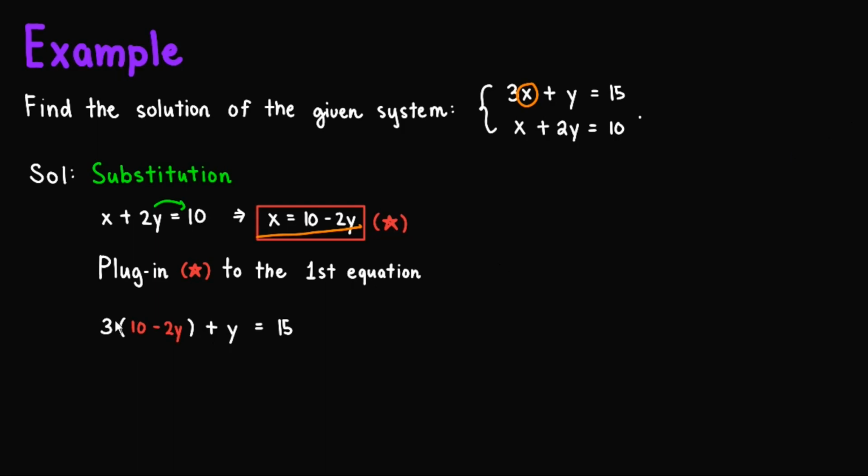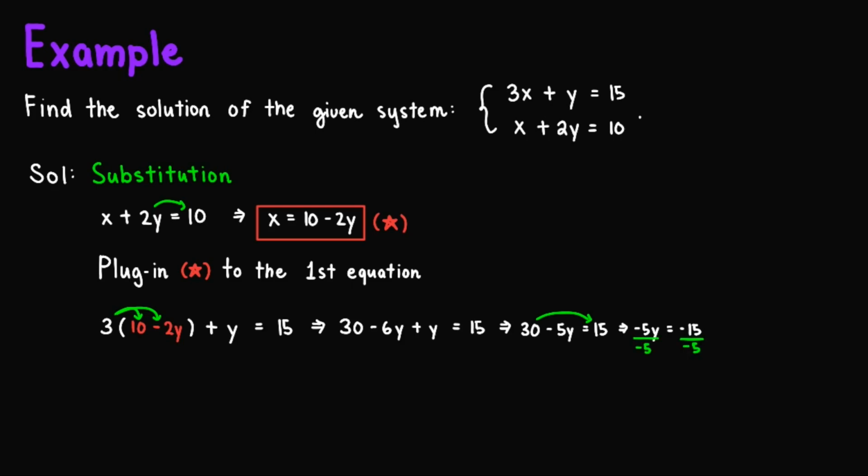So first we distribute the value of 3 to the expression inside to obtain 30 minus 6y plus y equals 15. Then we add these two to obtain 30 minus 5y equals 15. Moving 30 to the right side, we get negative 5y equals negative 15. Then we divide negative 5 on both sides of the equation to get y equals 3. And so we now have a value for y.